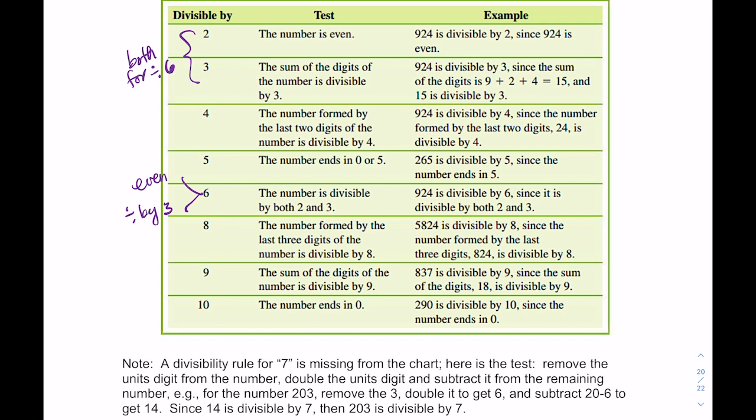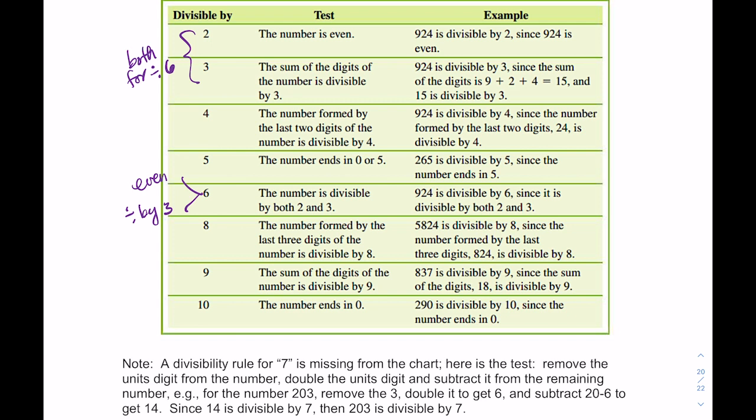There was no simple divisibility rule for 7. It's a little strange, but basically what you do is you take a number, like let's say 203, and you remove the units digit. Remember, the units digit is the digit to the very far right. So the 3, you remove it and you double it. If I double 3, I get 6.